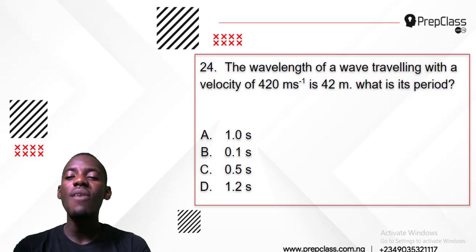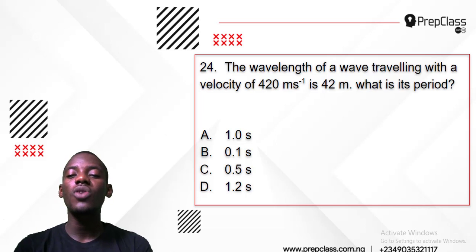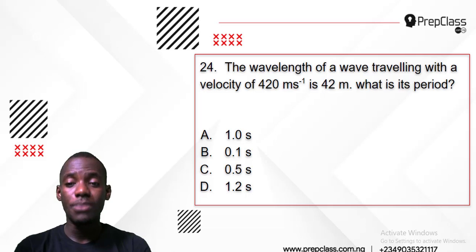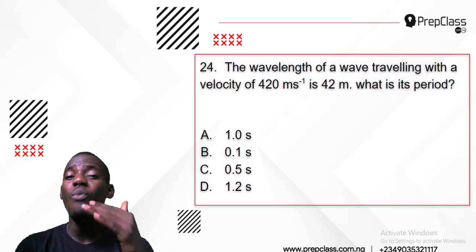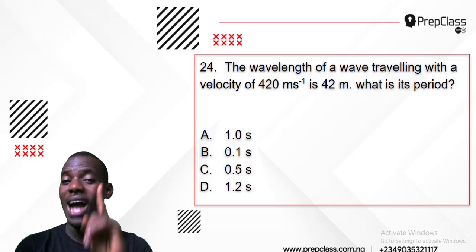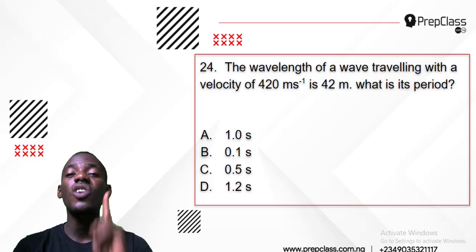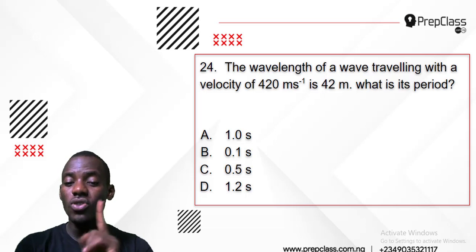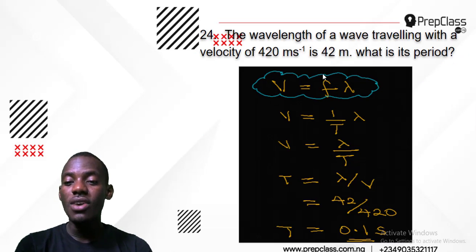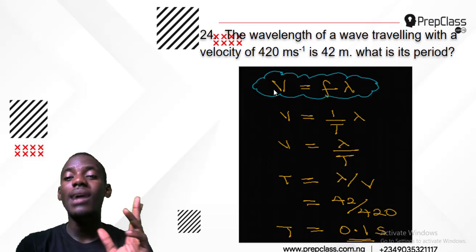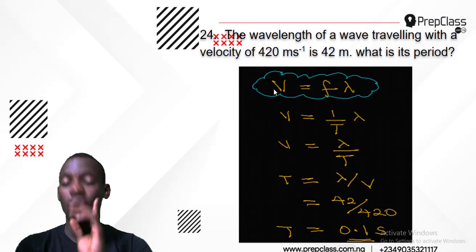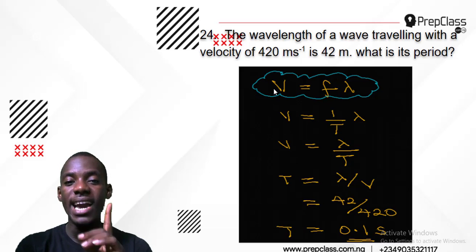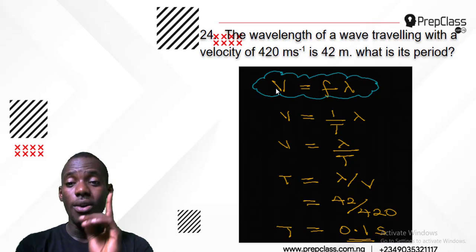Number 24 says the wavelength of a wave traveling with a velocity of 420 meters per second is 42 meters. What is its period? Now, when you hear the word velocity of wave, one formula should come to mind. I have never solved a past question that doesn't have that formula. Please take note of the formula. It can help you. V equals F lambda. This formula comes out in all the past questions I have solved. I can't remember a year that does not bring out this formula.